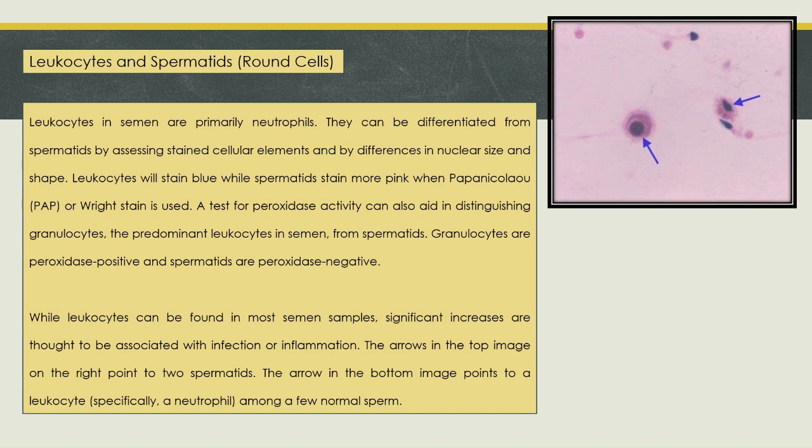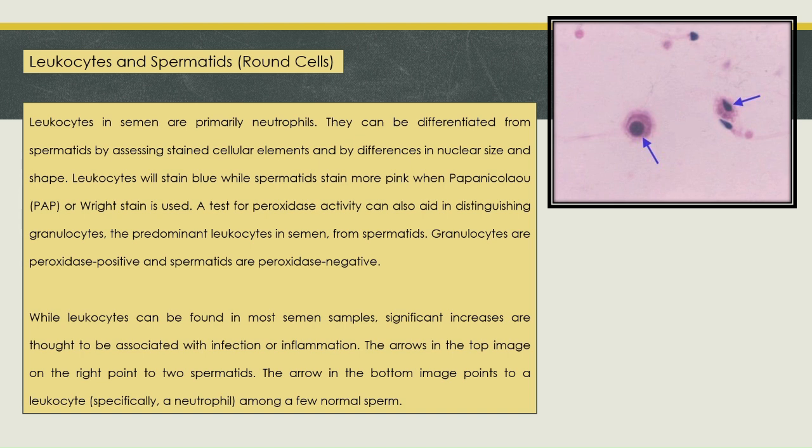A test for peroxidase activity can also aid in distinguishing granulocytes, the predominant leukocytes in semen, from spermatids. Granulocytes are peroxidase positive and spermatids are peroxidase negative. While leukocytes can be found in most semen samples, significant increases are thought to be associated with infection or inflammation.